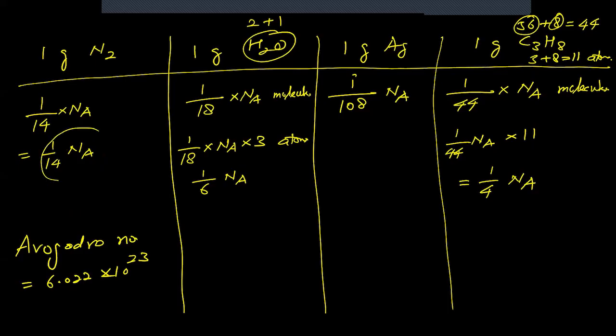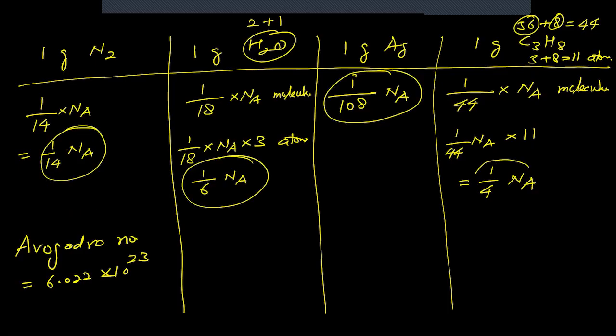Now out of 1 by 14 Na, 1 by 6 Na, 1 by 108 Na, and 1 by 4 Na, which one is greatest? Sir, 1/4. 1 by 4 Na. So it means in case of propane, 1 gram of propane, there will be maximum number of atoms. Sir, hmm. So what is the difference between 1 mole and Avogadro number?